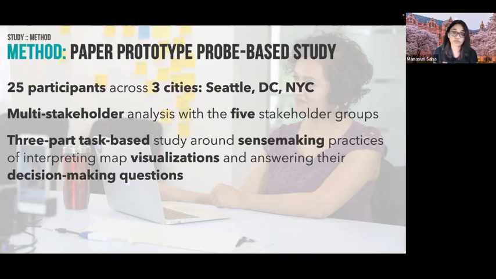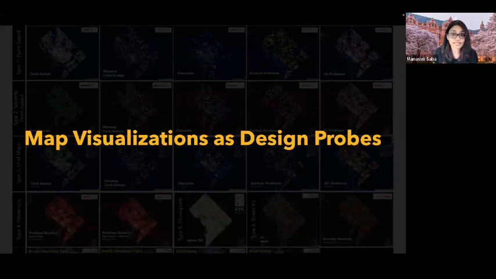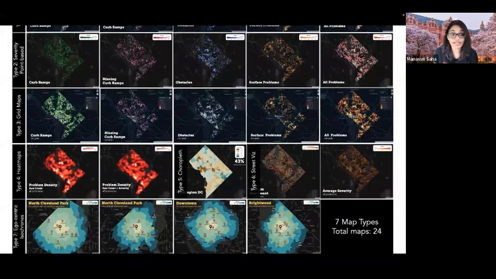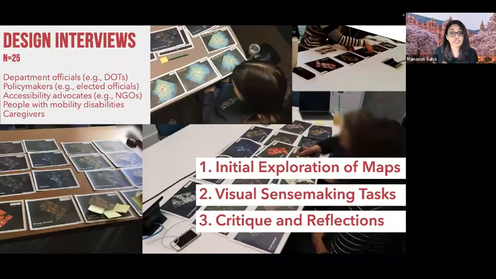questions using visualization. We used maps as their main visual construct for the design probes, where we created 24 prototypes across 7 map types, which included point maps, grid maps, heat maps, choropleth, street visualizations, and isochrones. We printed the digitally created maps on paper to conduct the 3-part interview study, which included first, an initial exploration of the map types, second, performing 3 sense-making tasks using them, and third, a brief interview to reflect on their experience and critique the utility of the map types based on their personal needs.